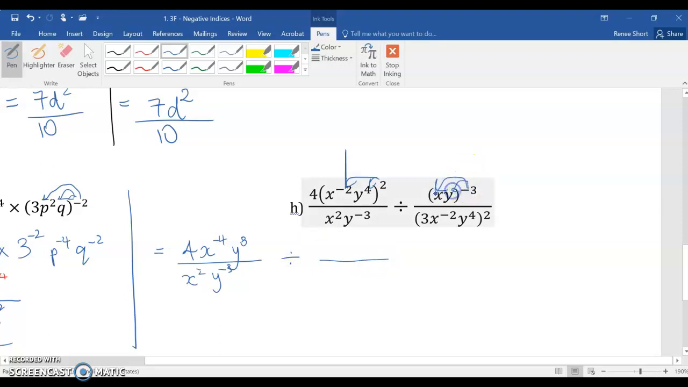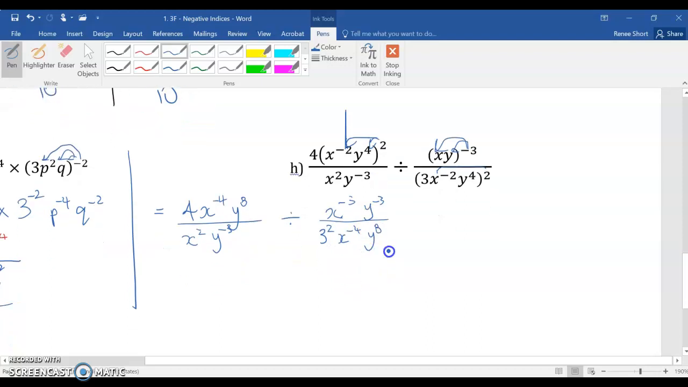Again, the negative 3 goes to both things, so this is going to be x to the power of negative 3, y to the power of negative 3. And then down here, the 2 moves to everything, so I'd have 3 squared x to the negative 4, y to the power of 8. Now, from here, I would like to simplify each fraction, first of all.